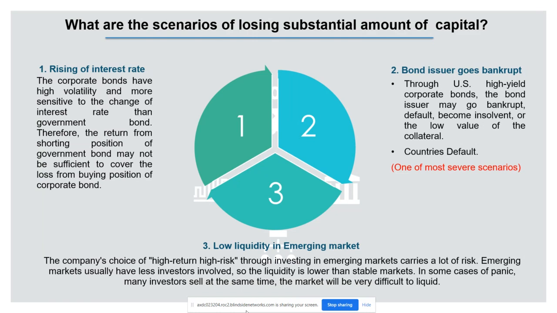And of course, we also have low liquidity in emerging markets, because when we choose high return, high risk investment in new markets, it brings a lot of risk. With fewer investors involved, liquidity is lower than in the normal market. In a crisis scenario, when many investors try to sell at the same time, the market will be very difficult to liquidate. So these are the three scenarios of substantial capital loss, and it is a combination of different scenarios, but the bond issuer going bankrupt is still among the most severe. Yes.